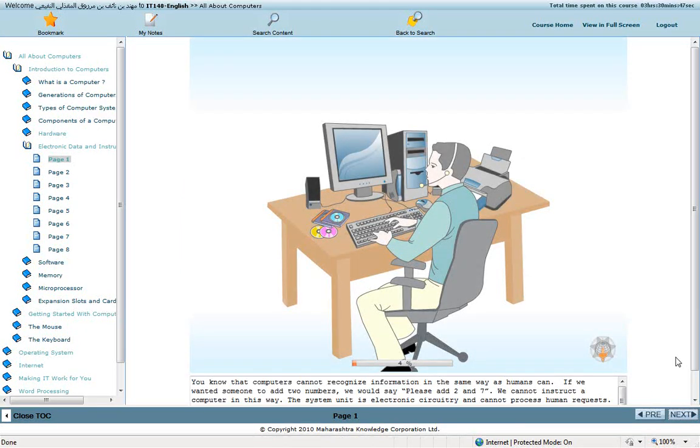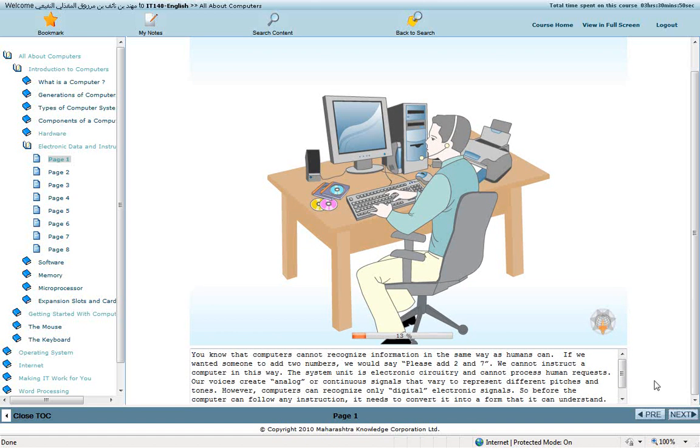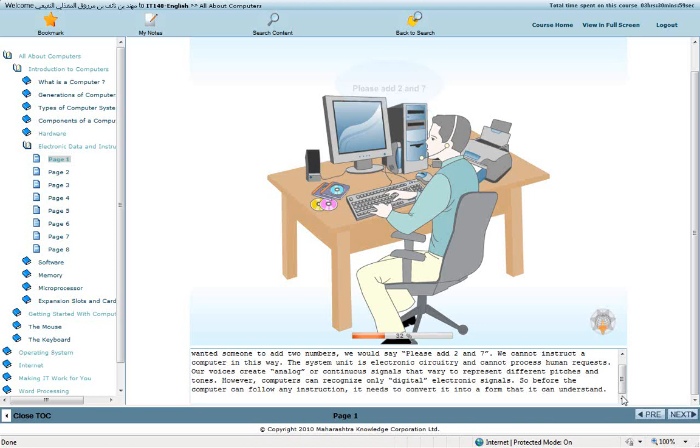You know that computers cannot recognize information in the same way as humans can. If we wanted someone to add two numbers, we would say, please add 2 and 7. We cannot instruct a computer in this way. The system unit is electronic circuitry and cannot process human requests.